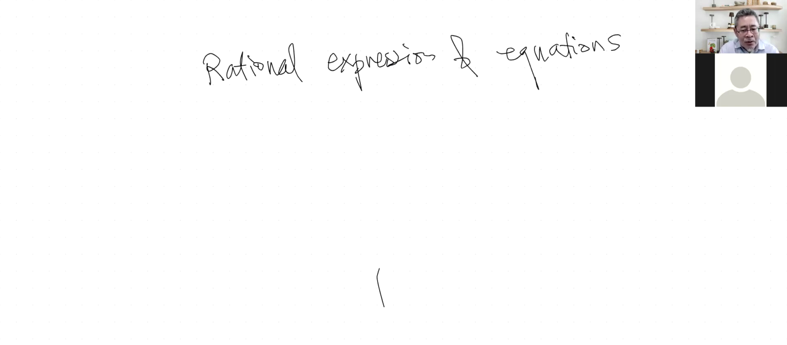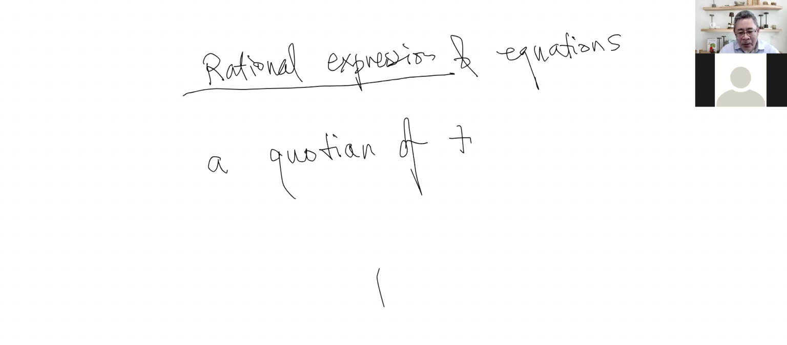What is a rational expression? A rational expression is defined as a quotient of two polynomial expressions. Well, what is a polynomial expression?